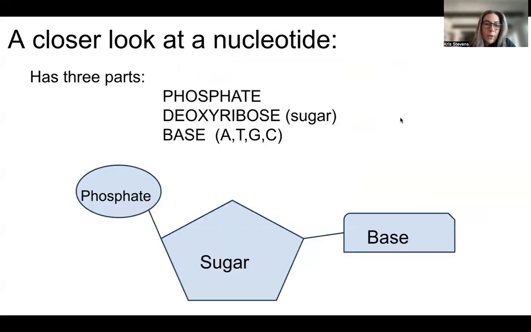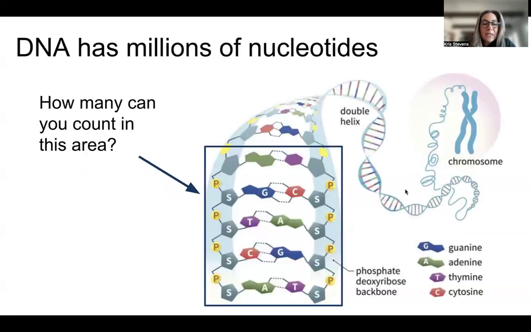So a closer look, three parts: phosphate, deoxyribose sugar, and the bases. The phosphate, the sugar, and it is a pentose sugar. So it is a pentagon shape. Pent means five. Phosphate, sugar, base. DNA has millions of nucleotides. So there's millions of these in our body, and actually in every one of our cells.